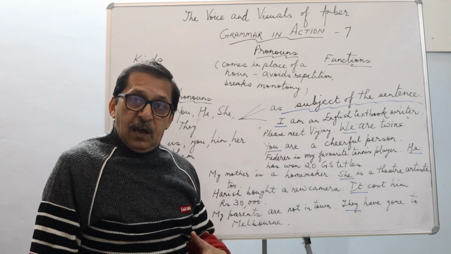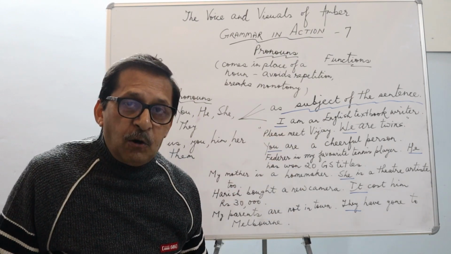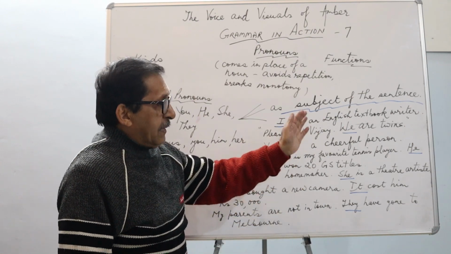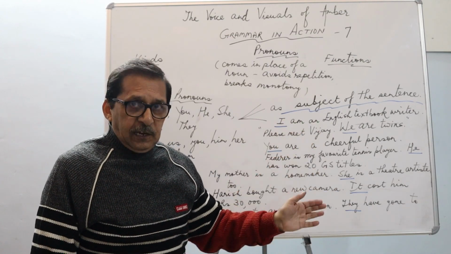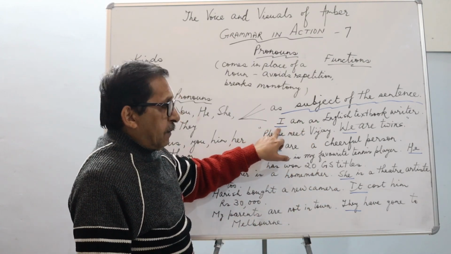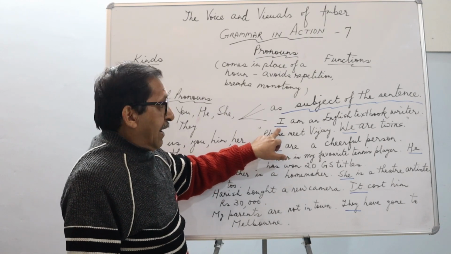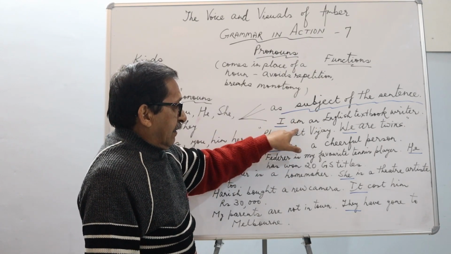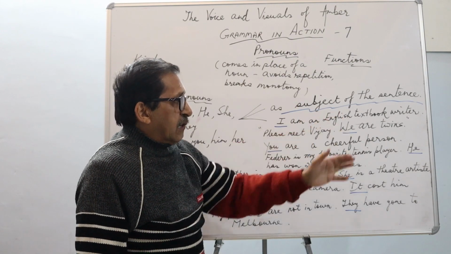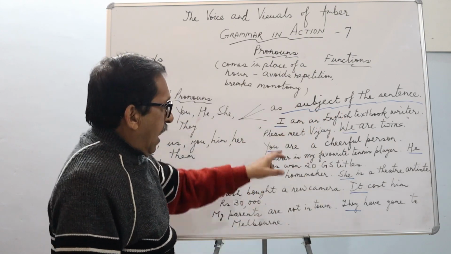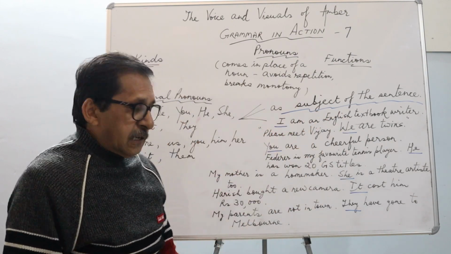The first sentence, I, that means the communicator. I'm the speaker, so I obviously won't take my own name. So I am an English textbook writer. So I is the personal pronoun, the first person, and acting as the subject of the sentence. Who is an English textbook writer? So I am an English textbook writer.